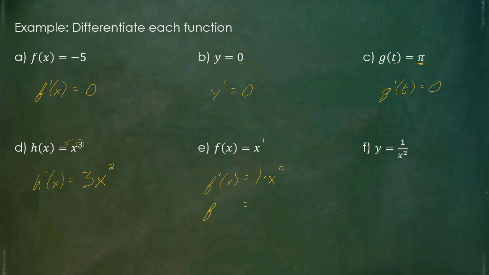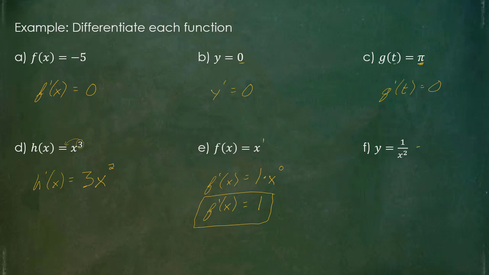But what we know about a power of 0, hopefully, is anything to a power of 0 has a value of 1. So for this particular one, I'd actually end up with f prime equaling just the value 1. And then the last one on this page, 1 over x squared.